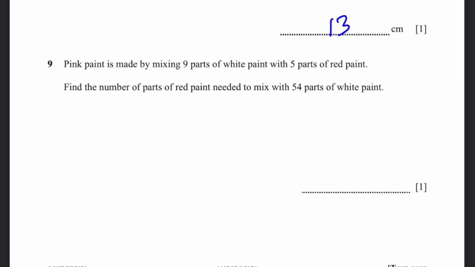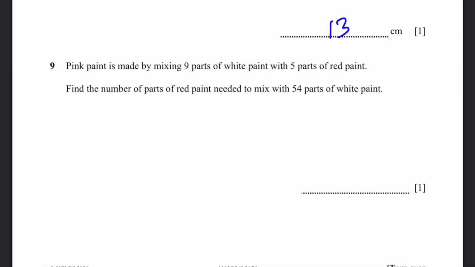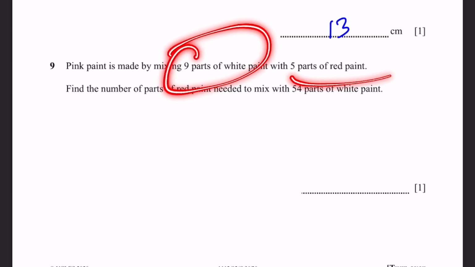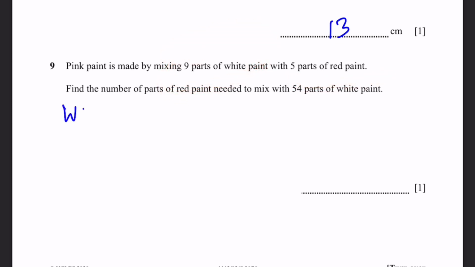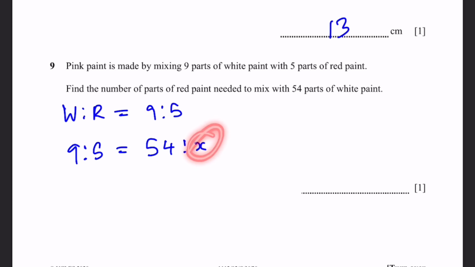Find the number of parts of red paint needed to mix with 54 parts of white paint. So for 9 parts of white paint, we need 5 parts of red paint. So white is to red is equal to 9 is to 5. So 9 is to 5 is equal to 54 is to x. That is the number of parts of red paint, because 54 is white paint parts.